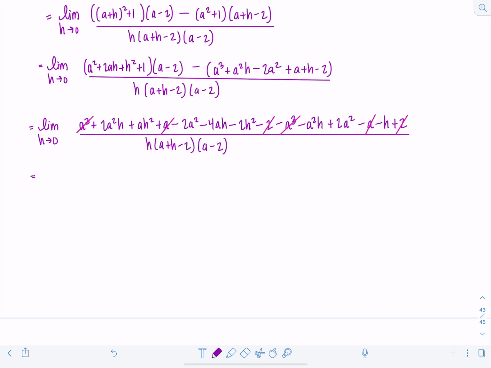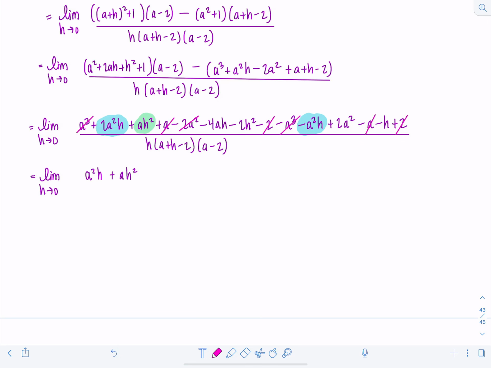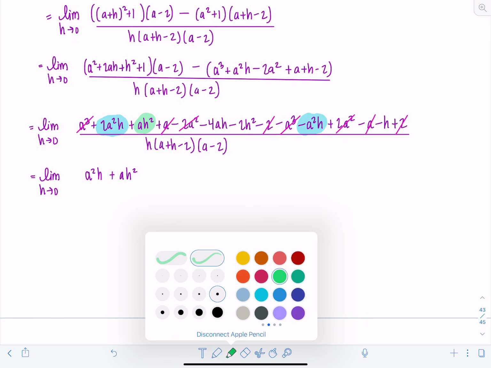So we've got the limit as h approaches 0. Now let's combine our like terms. So 2a squared h. Do you see another a squared h? I do, right here. So that means I have 1a squared h. Who's next? ah squared. Is there another one? Nope. So plus ah squared. Oh, look, negative 2a squared. That should cancel with the positive 2a squared. Good, we got them.